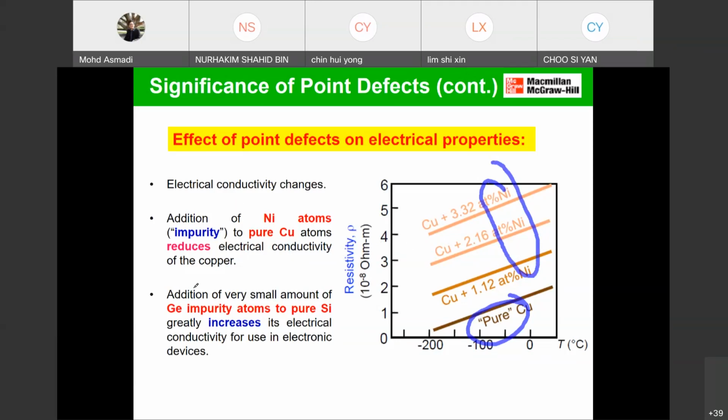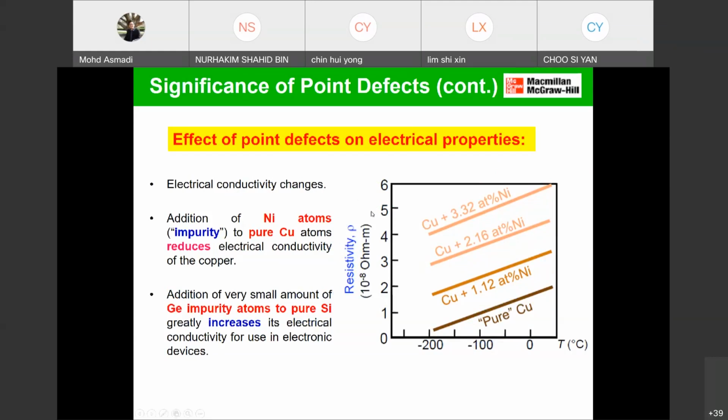Similarly also for the germanium. Sorry, resistivity is increased, right? Meaning that for copper, when we add nickel, the resistance is increased, so the electrical conductivity is reduced. But for germanium, when we add it to the silicon, the electrical conductivity is increased. So it depends on which metal you want to add, whether you want to increase the mechanical properties or electrical properties. So this is the significant effect on the properties of the materials.